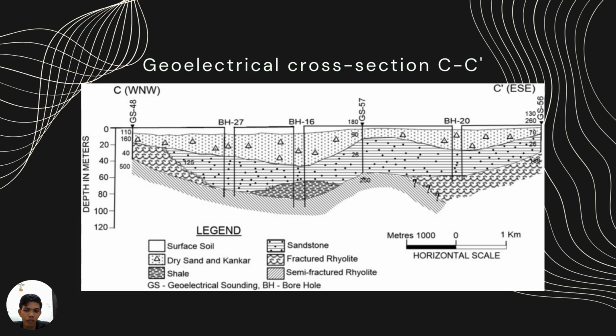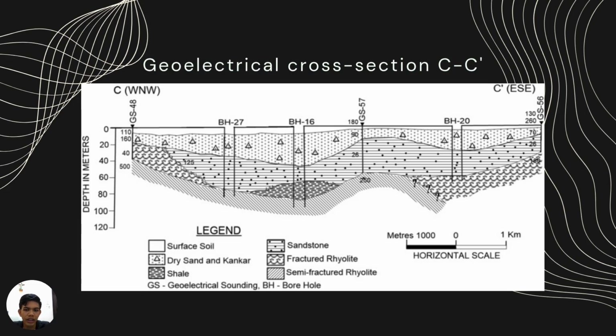The top layer is surface soil with resistivity between 110 and 260 ohm meters, and thickness from 1.5 to 5 meters. Below that is a layer of dry sand mixed with kankar with resistivity between 40 and 90 ohm meters and thickness varying from 2 to 10 meters. Next is the Jodhpur sandstone layer with resistivity between 26 and 36 ohm meters and thickness from 20 to 40 meters, confirmed by borehole data.